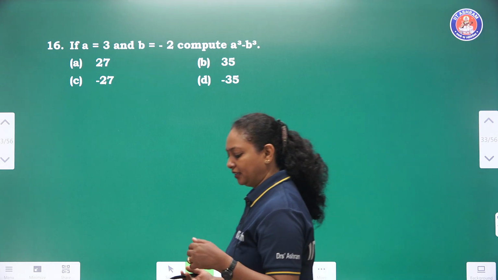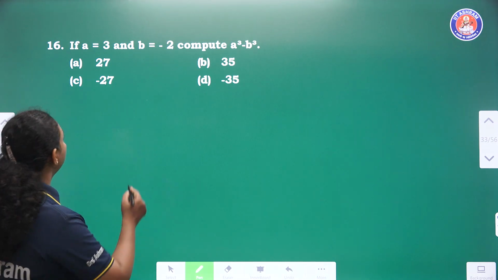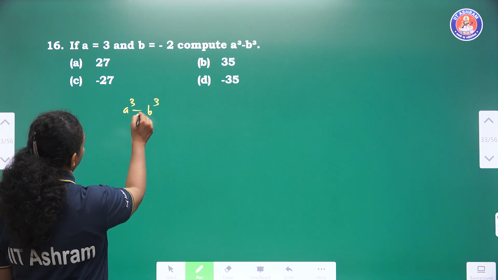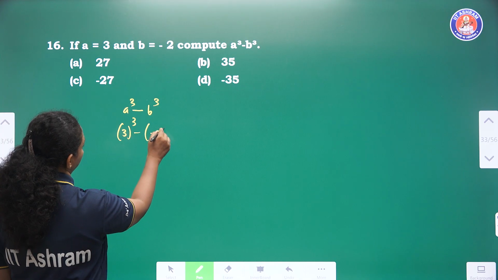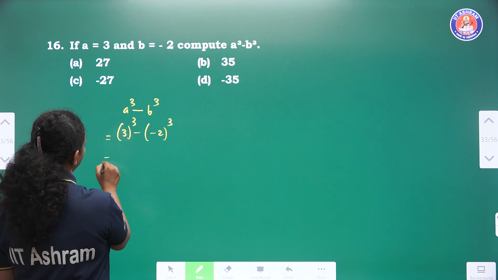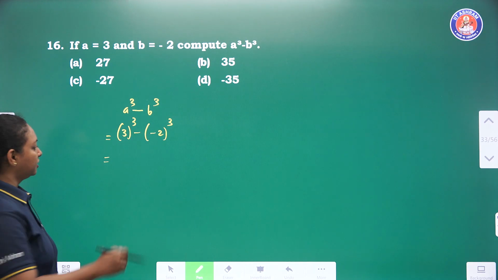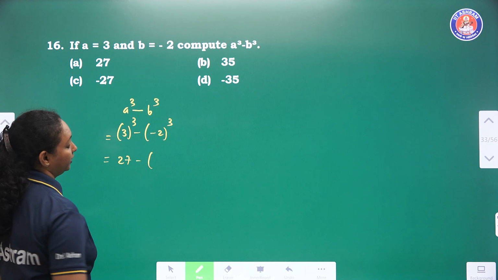You have to compute by substituting the values which are given to you. a cube minus b cube. If a is equal to 3, so that is 3 cube minus 2 cube. You have to look at this sign, okay? 3 cube is what? 27 minus 2 cube.